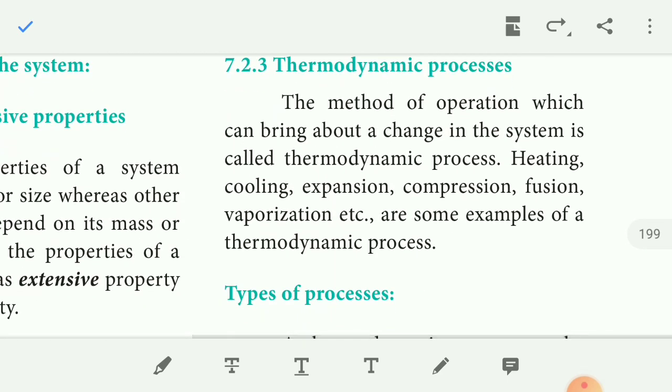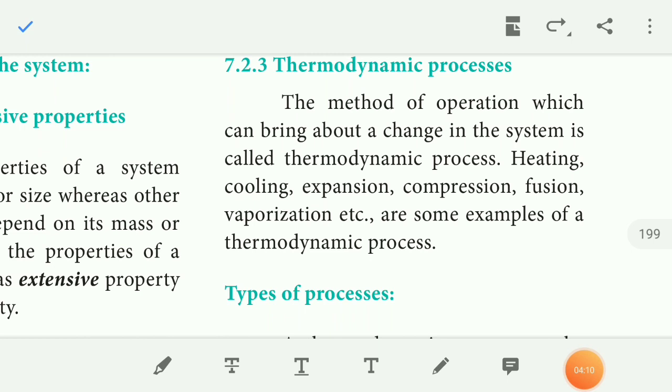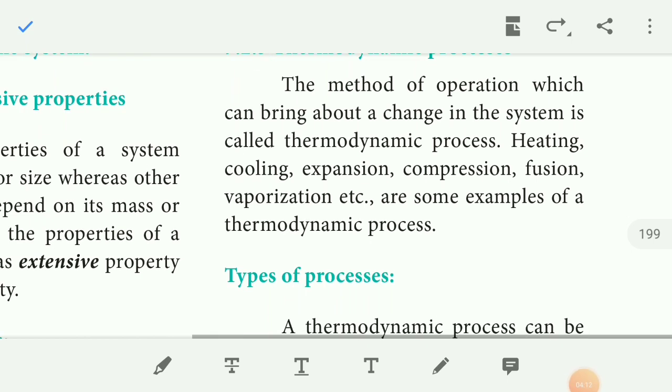A thermodynamic process is the method of operation which brings about a change in the system. What are they? Heating, cooling, expansion, compression, fusion, vaporization, etc. are some examples of a thermodynamic process.